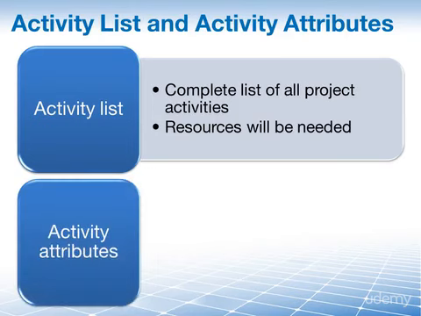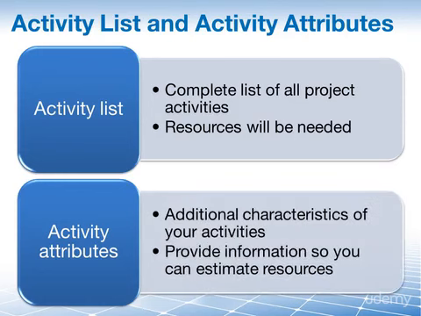Then we have the activity attributes. These are the attributes such as the predecessors, successors, constraints, or assumptions for each of our activities. These are the characteristics of your activities which provide information so you can estimate resources required for each activity and duration required for each activity. For example, we need to understand the skill level of a resource and the nature of the activity so that we can estimate how long they will take to finish an activity.